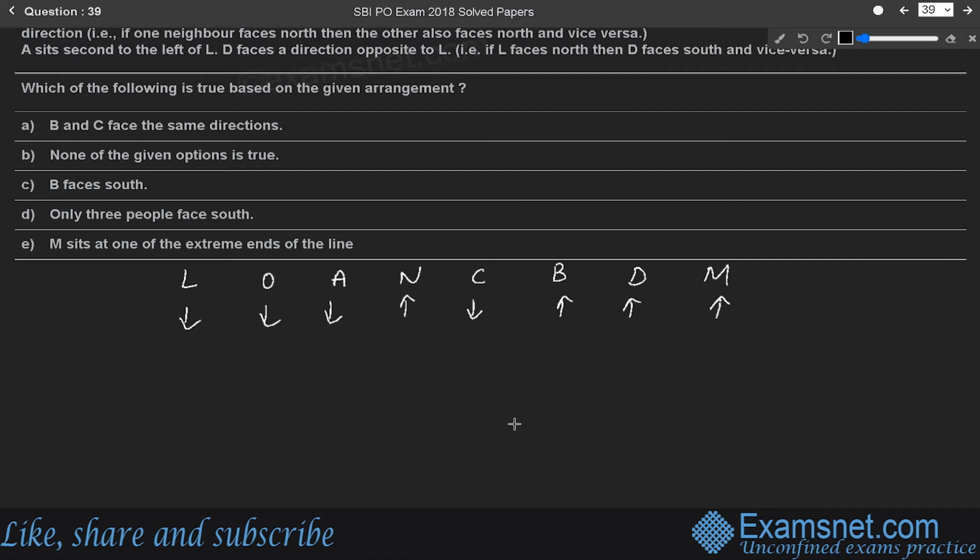Only 3 people face south. You can see that more than 3 people face south. So here it is not correct. And the last option is M sits at one of the extreme ends of the line. It is correct because M is sitting at the extreme end of the line. So we can say that the correct option is option number E here. I hope this question is clear to you.